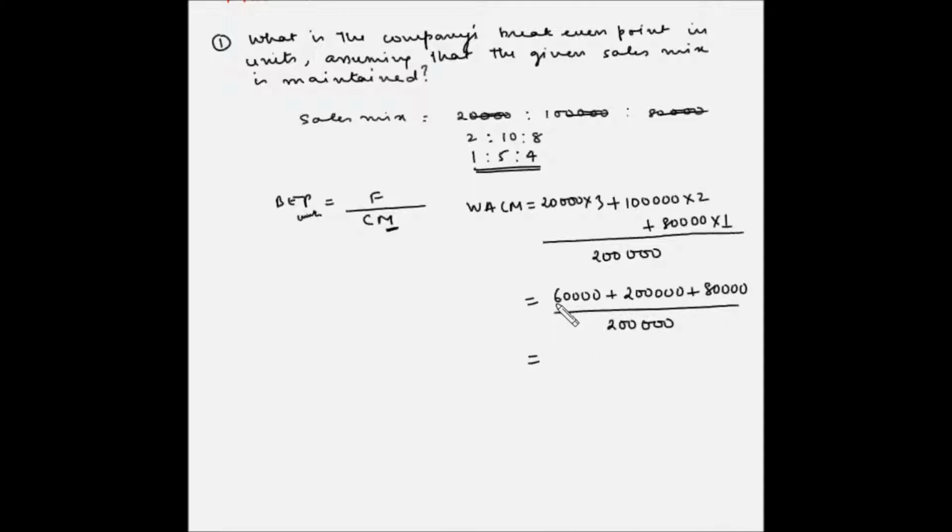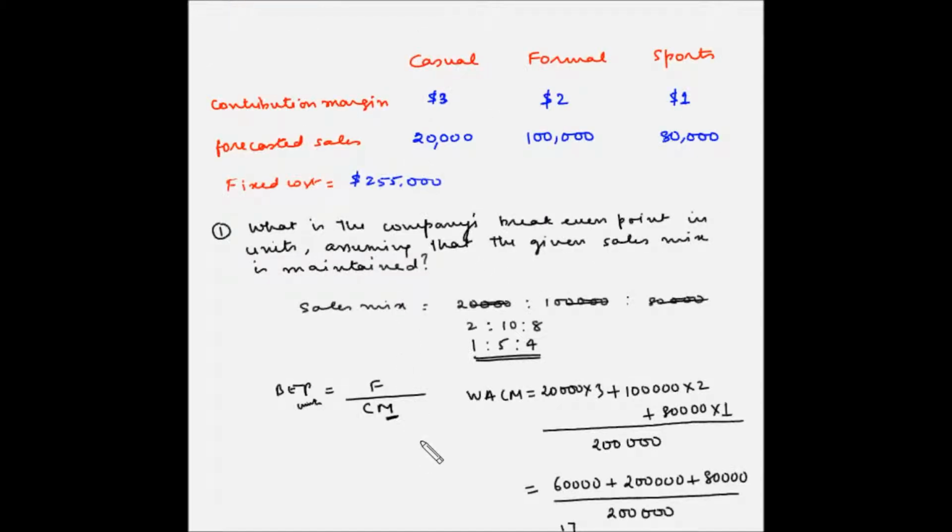Now 8 plus 6 is 14, so this becomes 140,000 plus 200,000, which is 340,000, divided by 200,000. So 2 tens are 20, 2 ones are 2, 1 carry over, 2 sevens are 14. So this becomes $1.7. So we now know the average contribution margin for each unit being sold by this shoe manufacturing company.